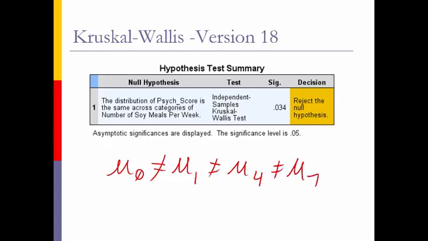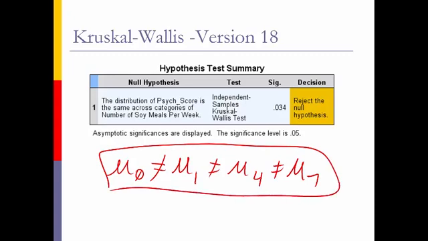But we don't know which one of these is true or not true. We just know that at least one of them is not equal. The rest of them could be equal. So we're going to have to make some decisions and go back to doing a Mann-Whitney U to be able to figure this out.